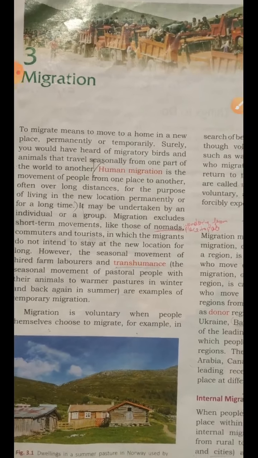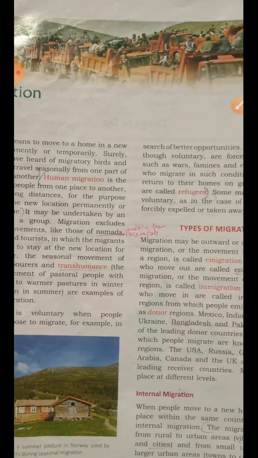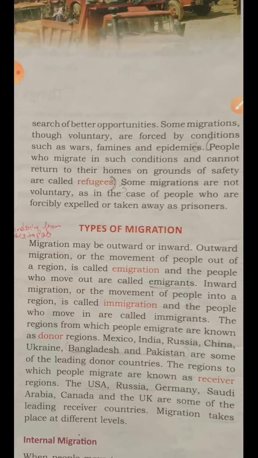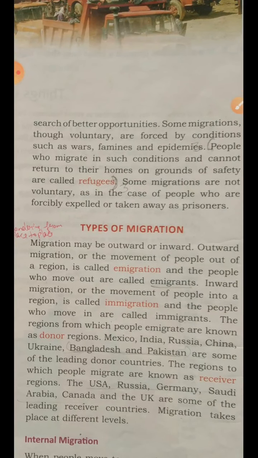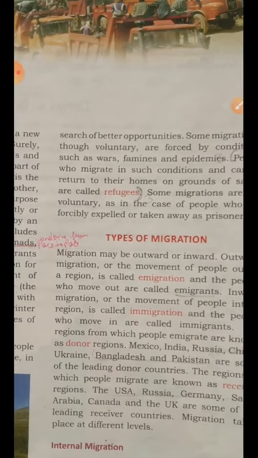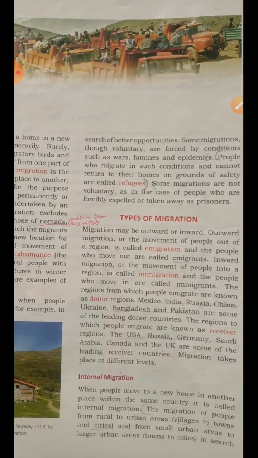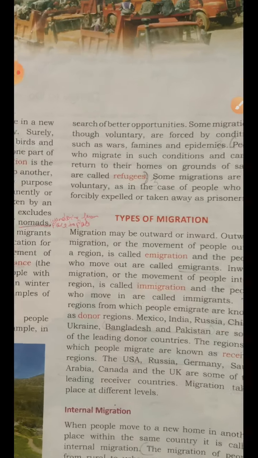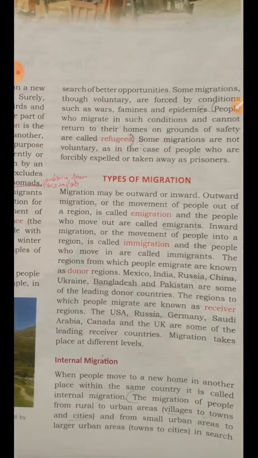Migration is voluntary when people themselves choose to migrate, for example, in search of better opportunities. Some migrations, though voluntary, are forced by conditions such as wars, famines and epidemics. People who migrate in such condition cannot return to their homes on grounds of safety. So such people are called refugees. Some migrations are not voluntary, as in case of people who are forcibly expelled or taken away as prisoners. So such migrations are not voluntary, means which are under our control. Involuntarily means which are out of the control of human being.